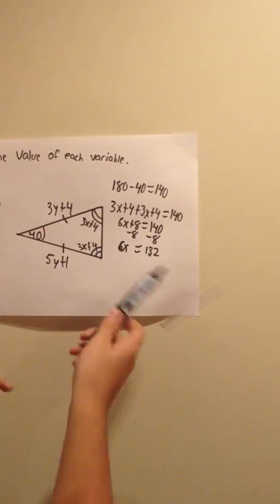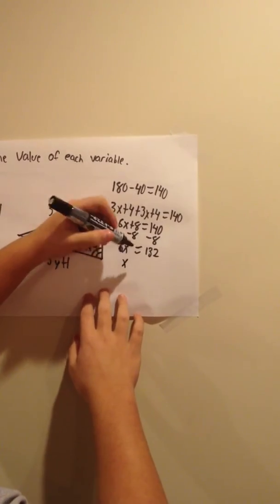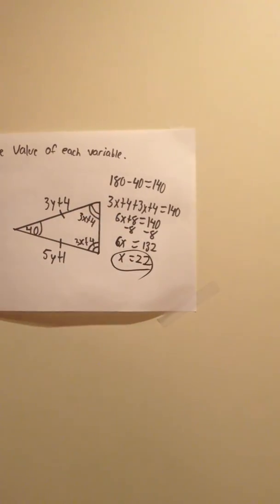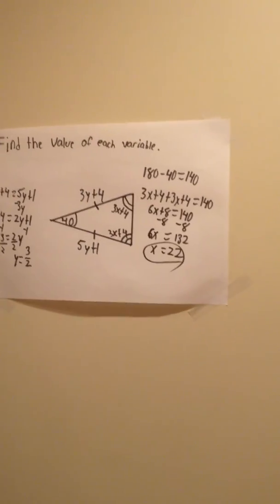Get your calculator out for that one. x equals 22. And that is how you solve for an isosceles triangle.